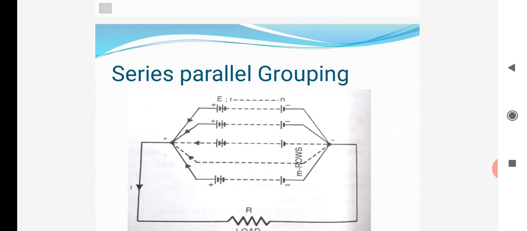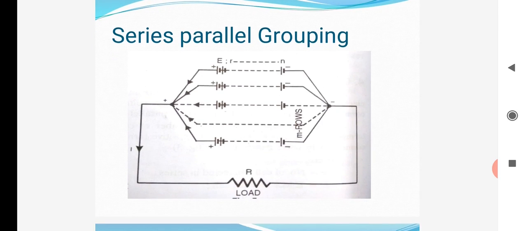And when you need both voltage and current to be increased, you can connect them in series as well as parallel grouping. This type of connection is used in railways also, where batteries are used to give the supply to the internal lighting and fan circuits. There, voltage and current both are required at a high value, so they are to be connected in series parallel grouping.